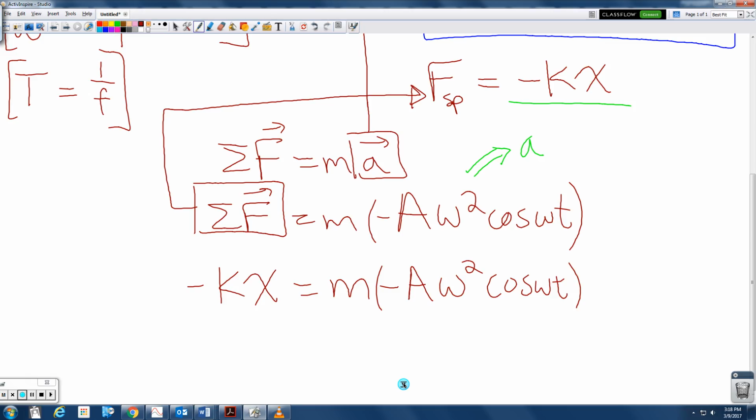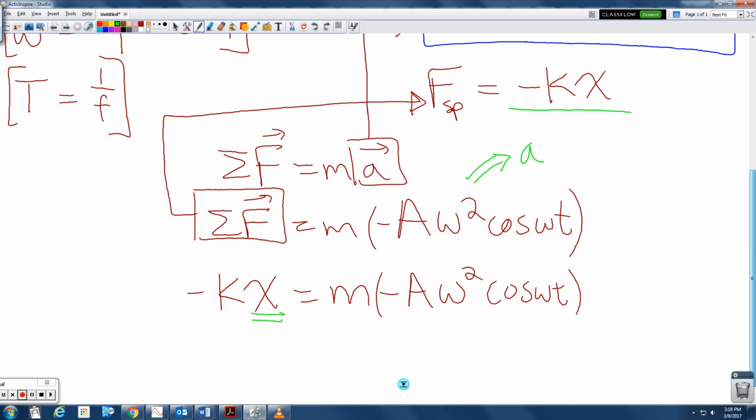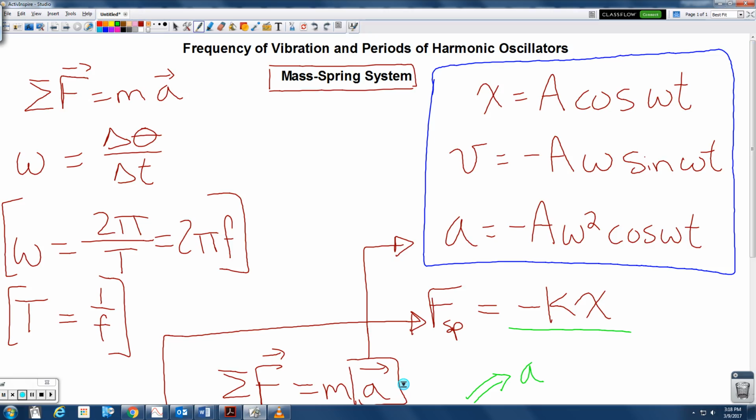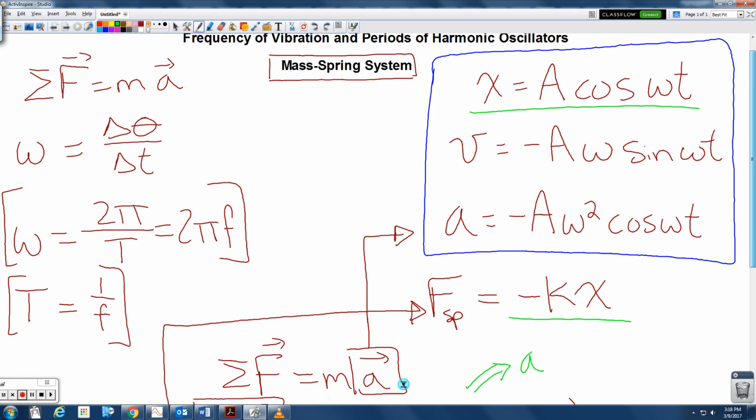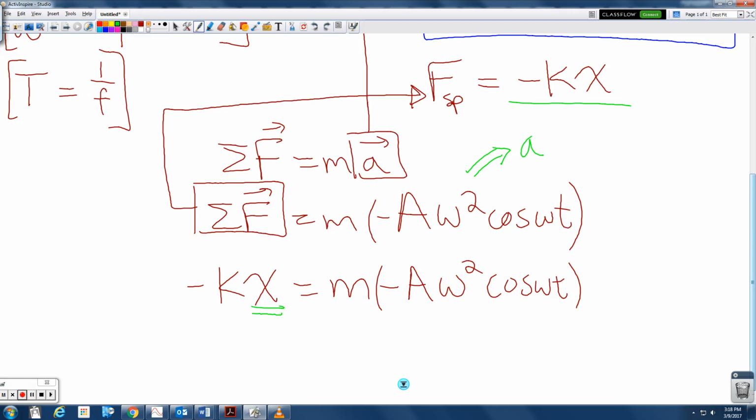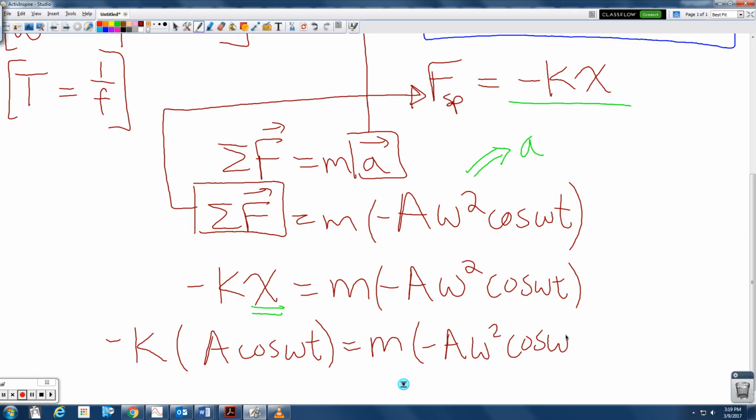And where else can we go with this? Well, now I have this x, my displacement of the spring. The ideal spring has been displaced with a restoring force equivalent to kx, but in the opposite direction. Let's see what the position of the oscillator is given by. There it is, a cosine omega t. So I have minus k times a cosine omega t equals what I have just above, m times negative amplitude omega squared cosine omega t.